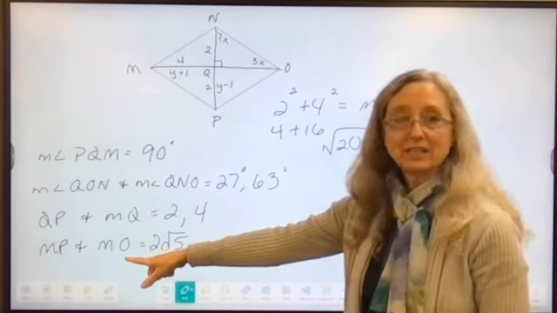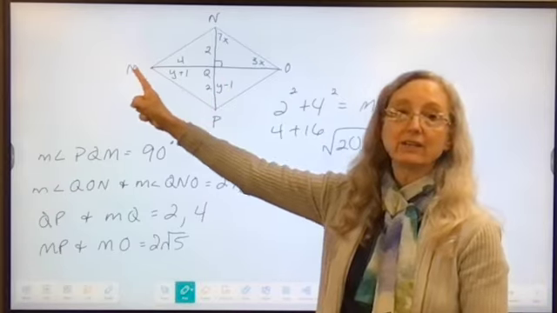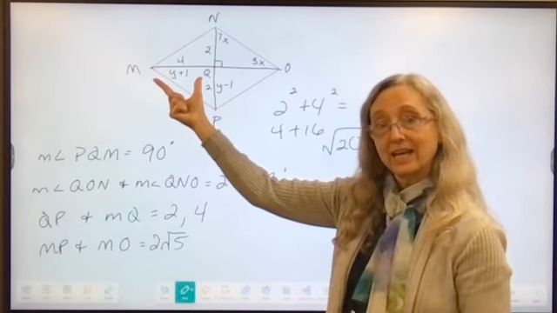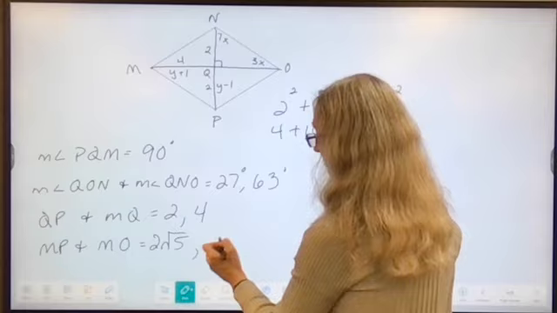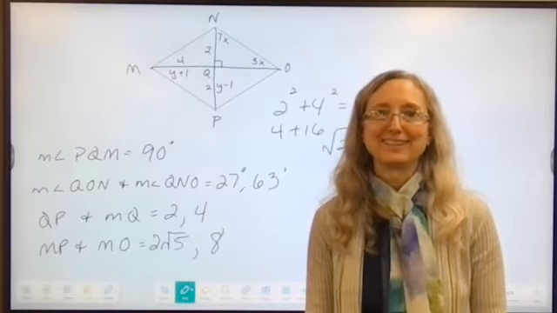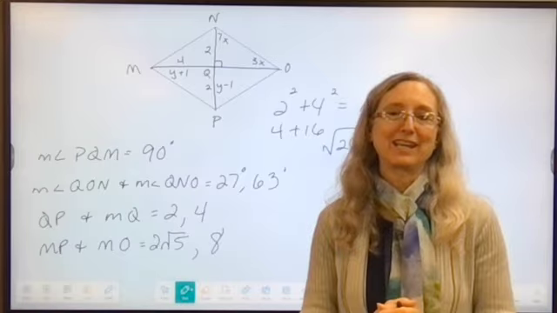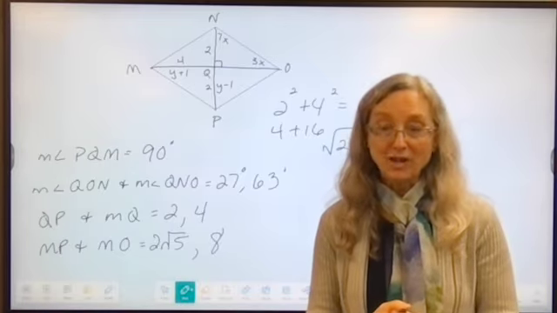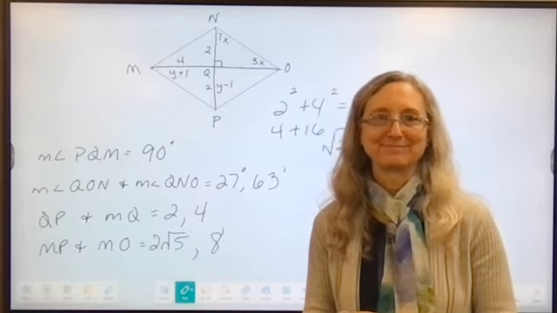MO, which is the next one, is much easier because that is just this diagonal here, and we know this half of the diagonal we already figured out was 4. That means the entire diagonal must be 8, and we did it. How did you do? These are the kinds of problems that we can solve if you understand the characteristics and the qualities of rectangles and rhombuses.